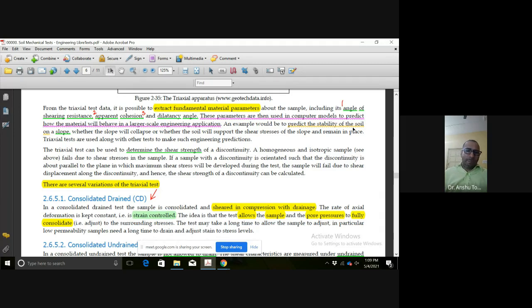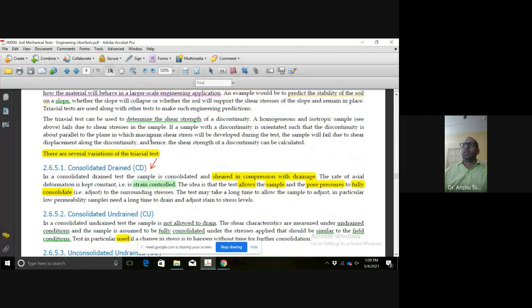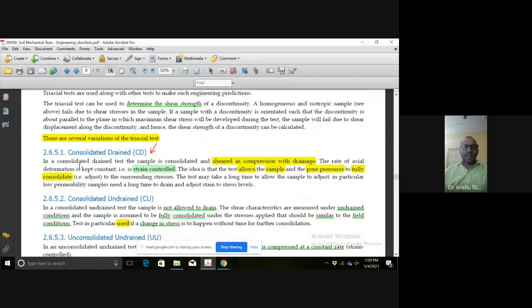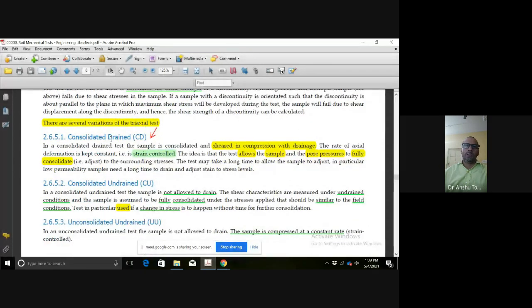Other than the example I have already cited, earthquake ground motion. So in that also we require the shearing strength of the soil. The triaxial test can be used to determine the shear strength of a discontinuity. So triaxial test is of three types. First one is consolidated drain test.